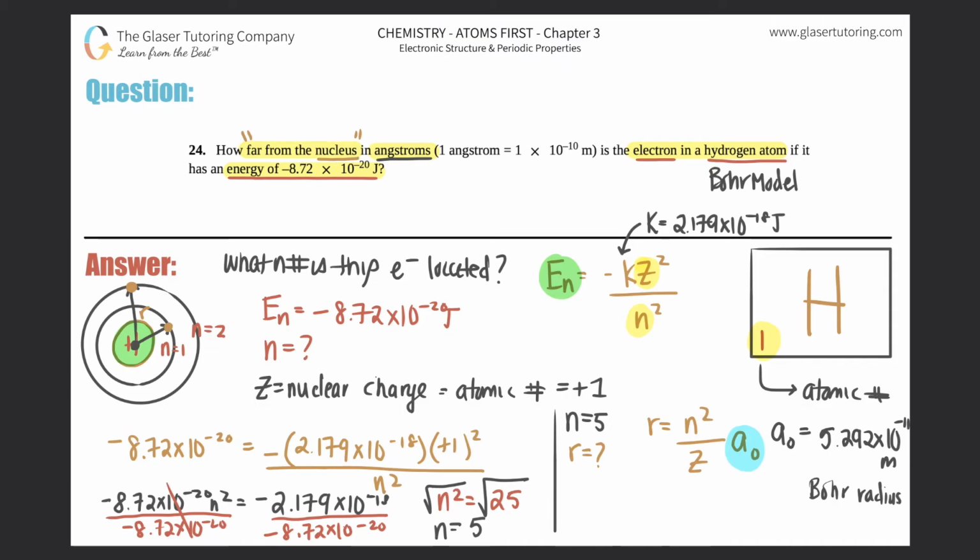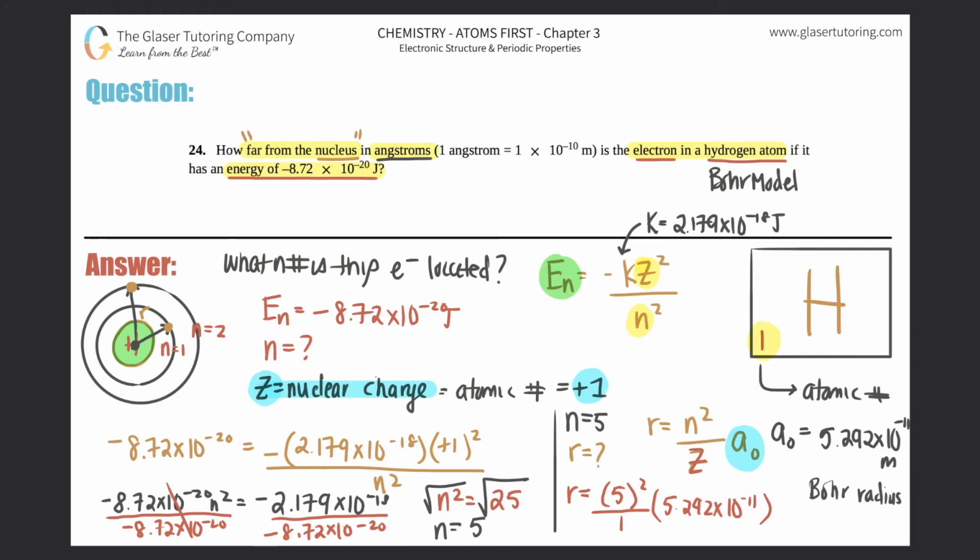So let's solve. R equals n squared. We now know that we're in the 5th shell, so it would be 5 squared all over z. And we already found out z from before, right? Z was the nuclear charge, and that was a +1. So it's divided by 1 times 5.292 times 10 to the negative 11th. And that will get your radius.